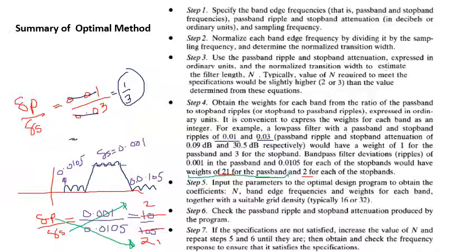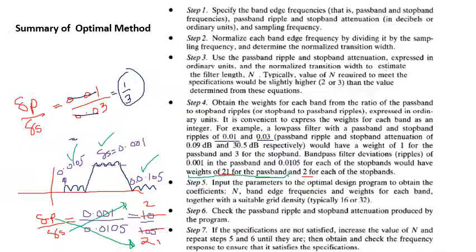So as indicated here, this is the ratio of ripples in the pass band to ripples in the stop band. That means for the pass band we have 21, and for the stop band we have 2. So the weights for the stop bands will be 2. In fact, a weight of 2 will be assigned to this one and to this one, whereas for this case we have a weight of 21.